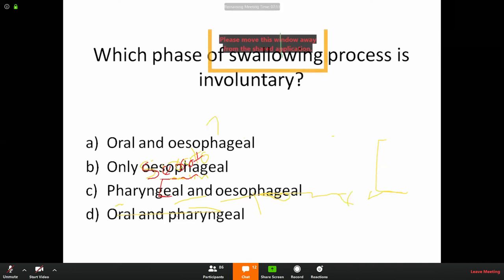Oral and pharyngeal. Pharyngeal and esophageal. Oral and pharyngeal. Which is the correct answer? Pharyngeal and esophageal. Correct answer is C. Pharyngeal and esophageal is the correct answer. These two are involuntary phases.